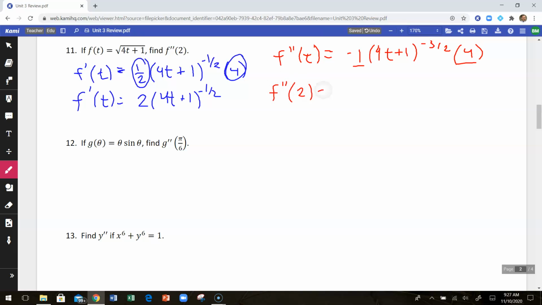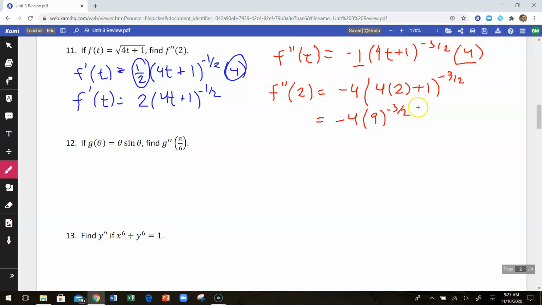So I'm going to do f double prime of 2. Again, that's going to be a negative 4 on the outside, and then we're going to do 4 times 2 plus 1, and then to the negative 3/2 power. And then we're going to evaluate this. So we've got negative 4 times, on the inside we would have 9 to the negative 3/2 power.